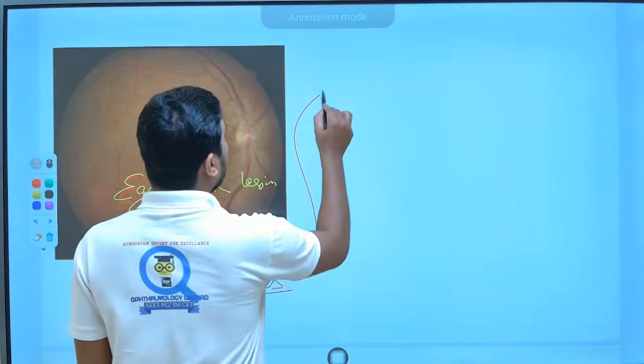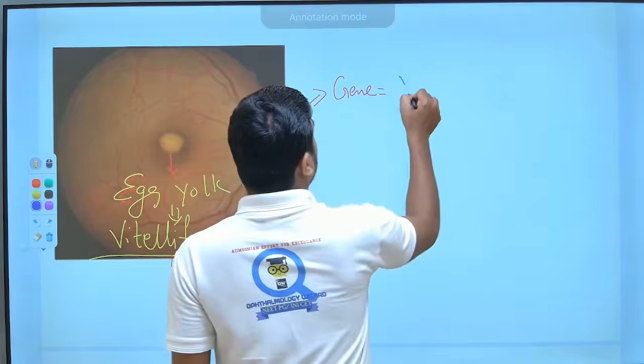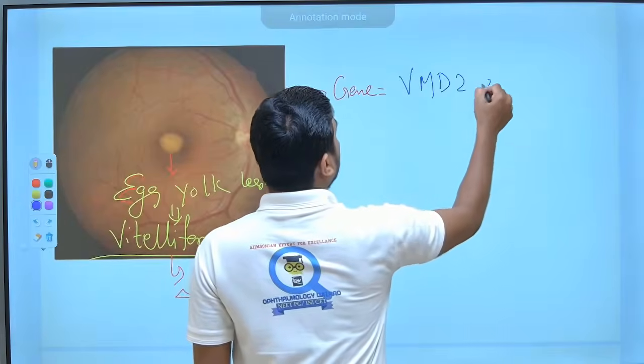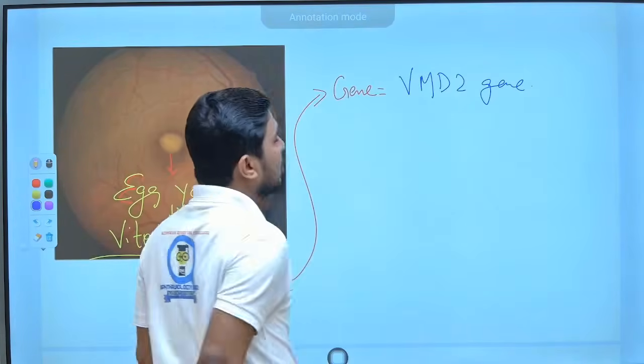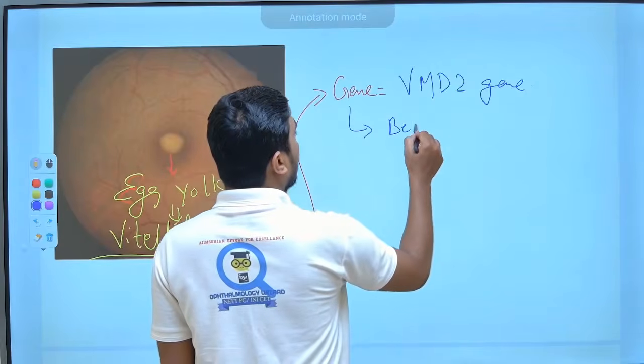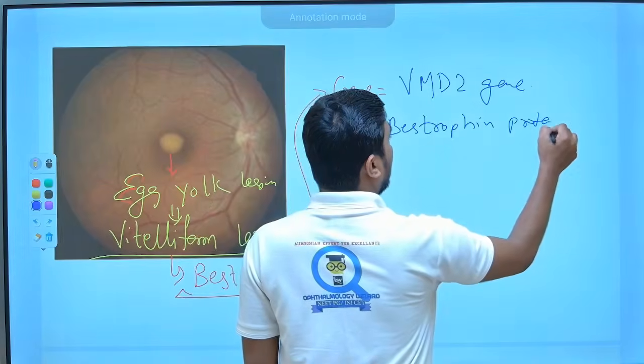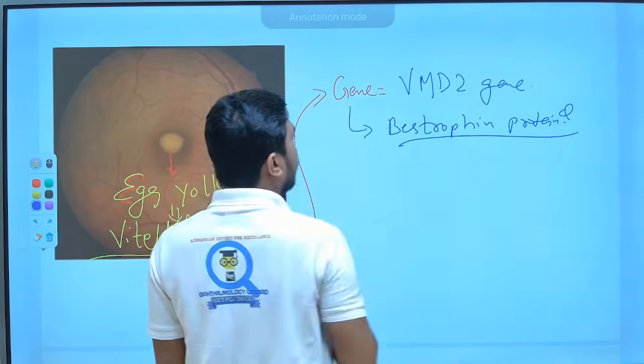In this, two or three questions are important. The gene associated is the VMD2 gene mutation. They form a protein called bestrophin protein. This is also an MCQ.